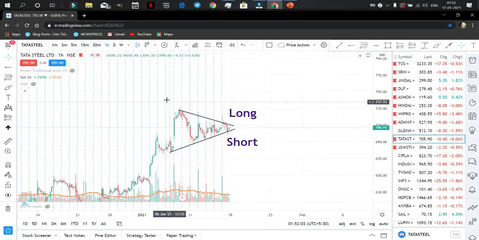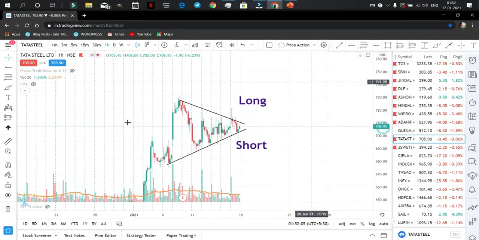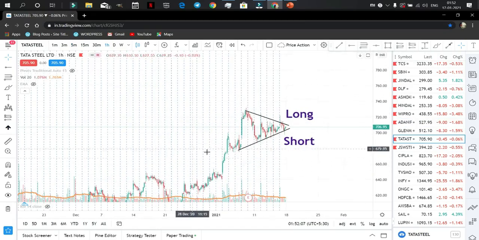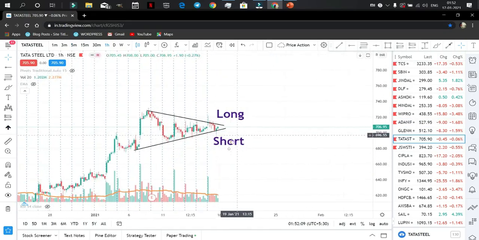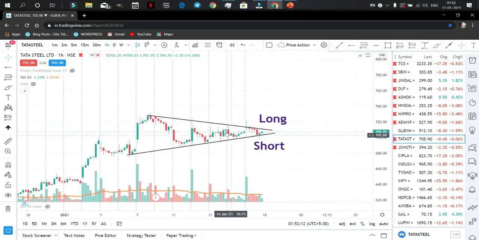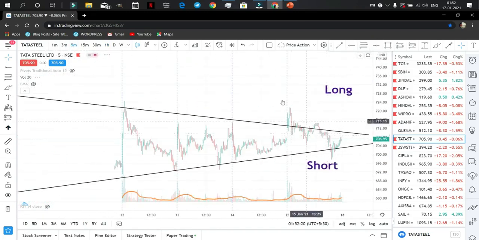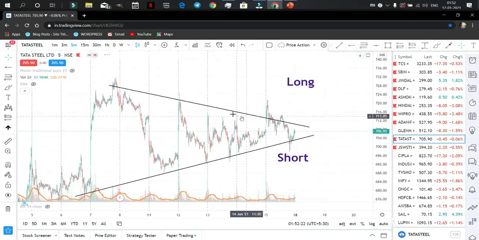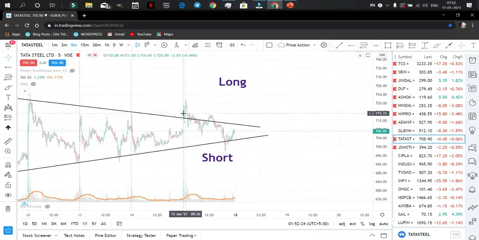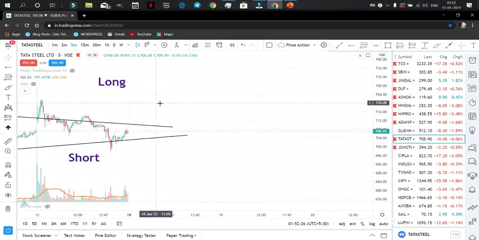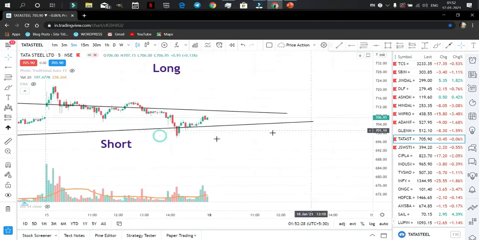And then we have Tata Steel. Now there's a perfect triangle-like pattern being formed on the hourly time frame of Tata Steel. It's not complete yet, and you can see that there have been a few attempts of breakout over here and here, so this could be an interesting pick for the next week. So this is the pattern. Now this was again a false breakout, and this was a false breakdown.